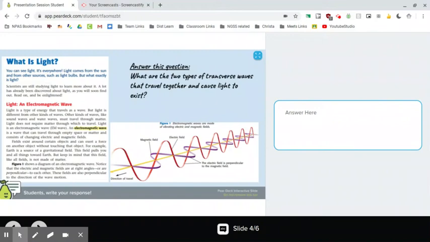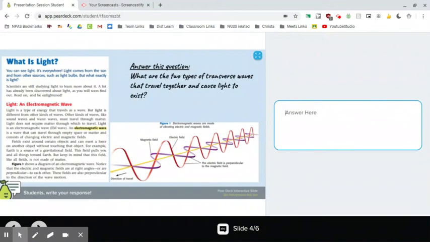Scientists are still studying light to learn more about it. A lot has already been discovered about light, as you will soon find out. Read on and be enlightened. Haha. Light is a type of energy that travels as a wave, but light is different from other kinds of waves.